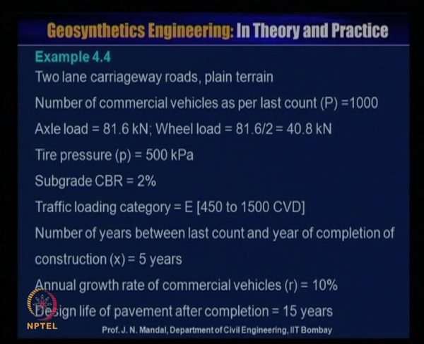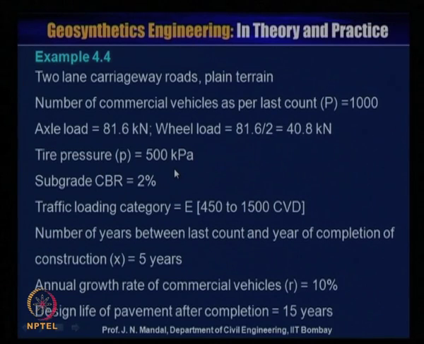So, this is one example: 2-lane carriageway road, plain terrain, and number of commercial vehicles as per the last count P is equal to 1000, axle load 81.6 kilonewton. So, wheel load will be half of the axle load, that means 81.6 by 2 is about 40.8 kilonewton.